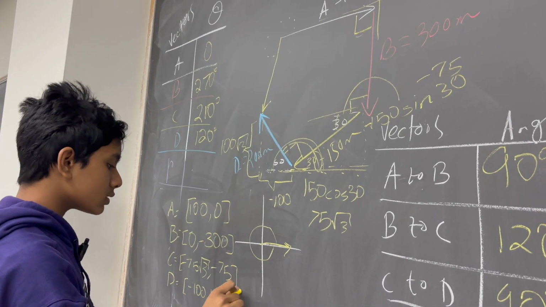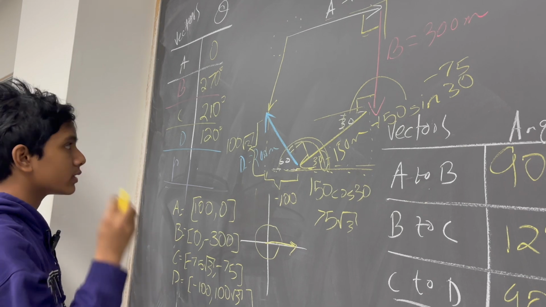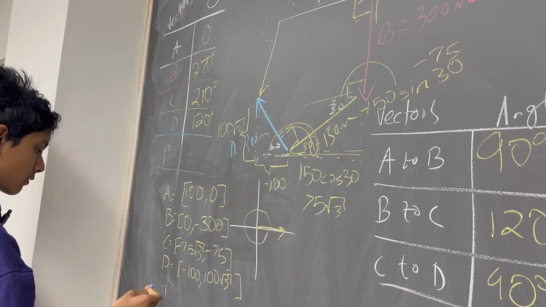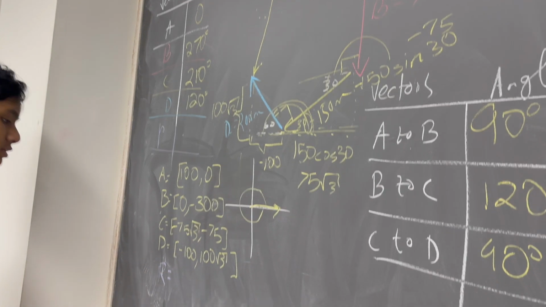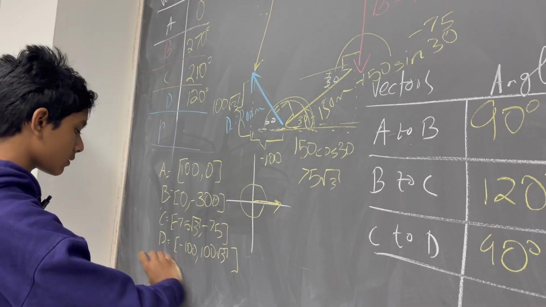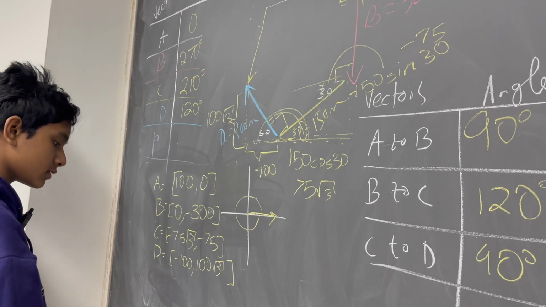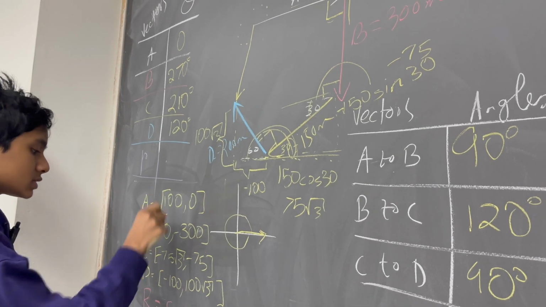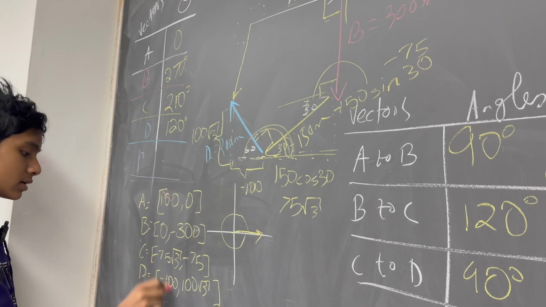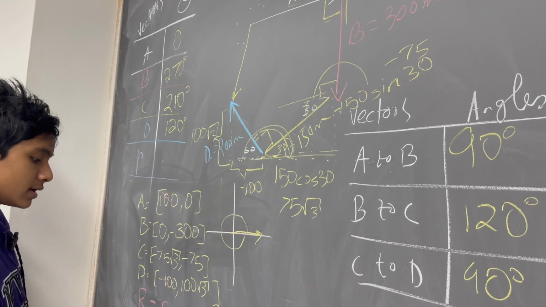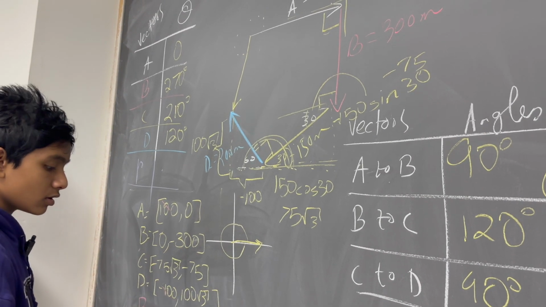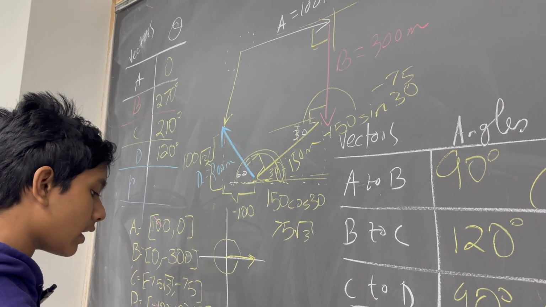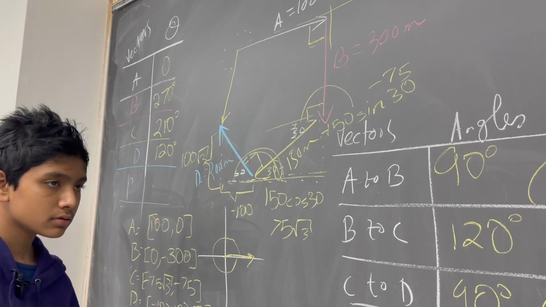So, all in all, we get a vector that's pointing in the negative in both directions, which is R. R is equal to, what's the sum of these? These two cancel out, so we get negative 75 root 3. And what's the sum of these? 100 root 3 minus 375.